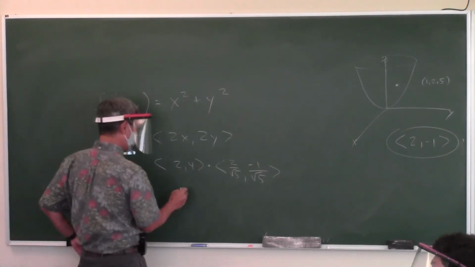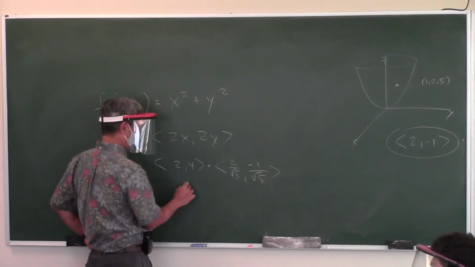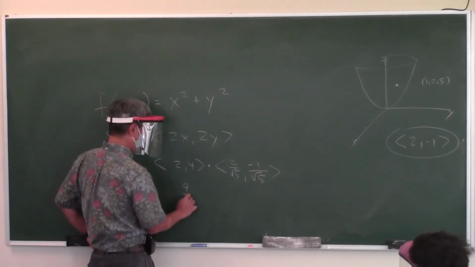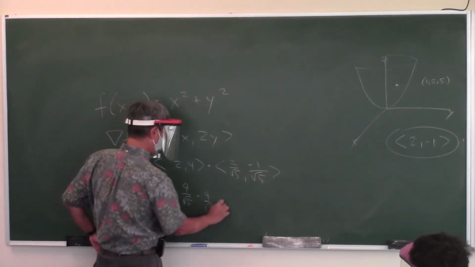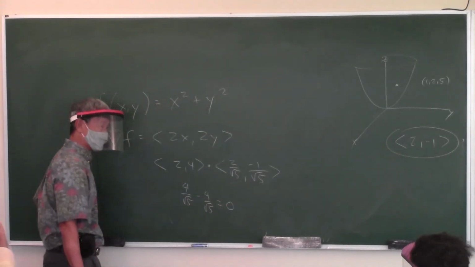So how do you compute this? 4 over root 5 minus 4. Oh, yeah, it is 0. The directional derivative is 0.